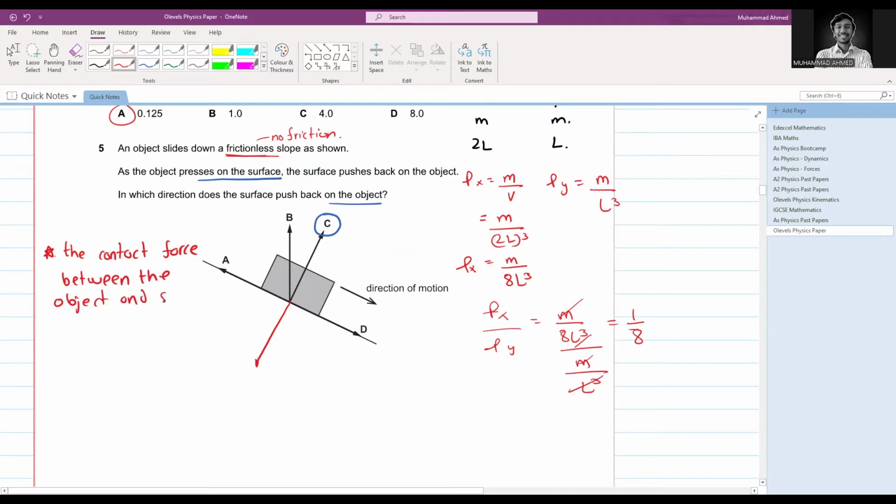and surface will always be at 90 degrees. Can you see that the object and the surface have a contact force or a downward force at which angle? At an angle of 90 degrees. The object is pushing down on the surface at an angle of 90 degrees. How will the surface push back on the object? An upward and equal force according to Newton's third law. C is your answer.